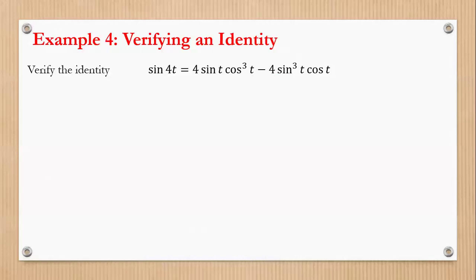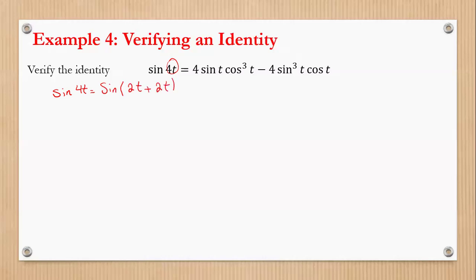Next example, we want to verify this identity. Okay, let's see what we can do. We have sine of 4t on the left side and another expression based on the sine and cosine of t on the right side. Again, since I have a sine of this angle, 4t, instead of just having a sine of t, I'm going to start from the left side. So what is the sine of 4t? What can we write instead of 4t? I know that 4t is 2t plus 2t.